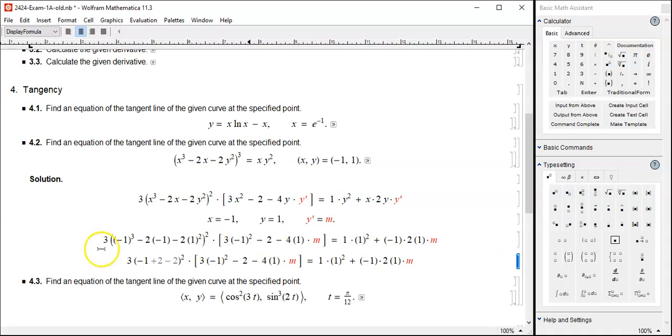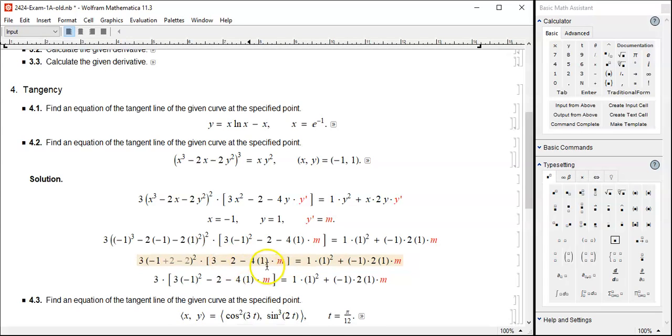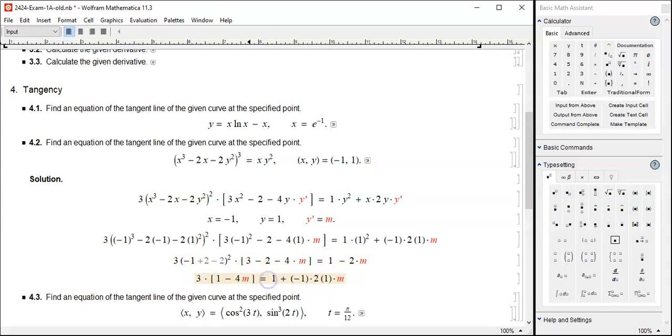Excuse me, I'm using computers, so I can always copy and paste. Like this. And then go ahead with this one. -1 squared, that's just 1. And 4 times 1, I don't need that. And then 3 minus 2 is 1, right? That's what we get. And then to the right-hand side, 1 squared, that's gone. And then times 1, I don't need it. And then this is going to be minus 2m.